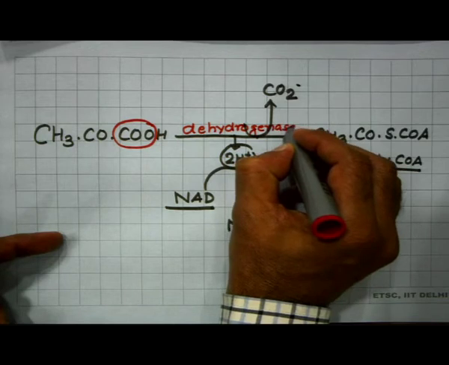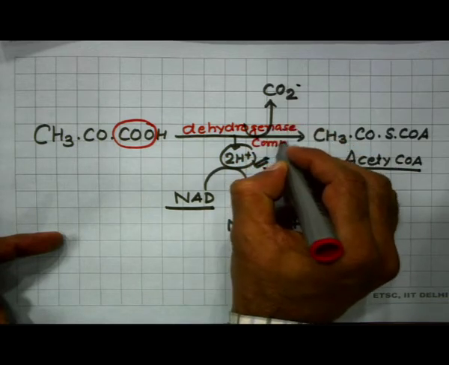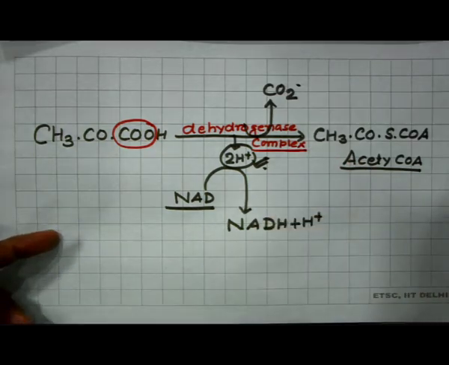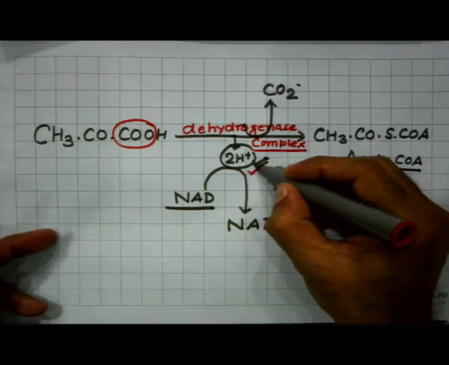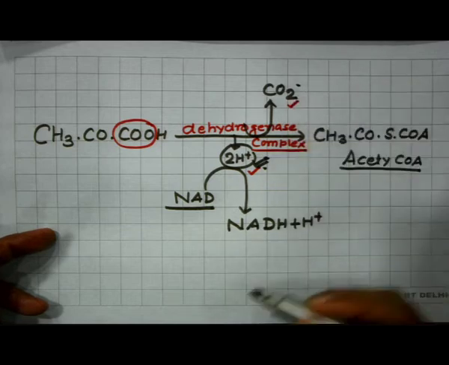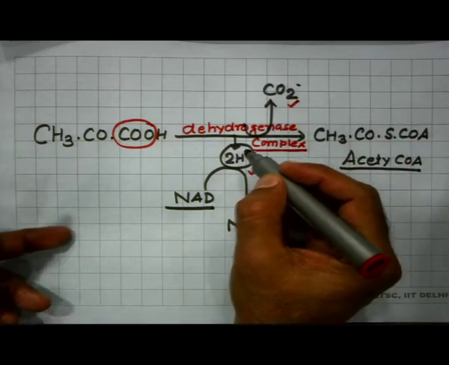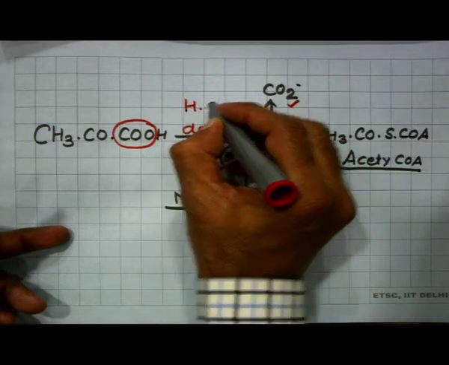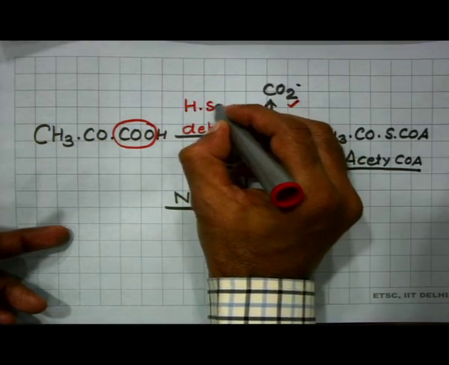Dehydrogenase complex. This complex term is used for both cases, the release of hydrogen as well as carbon dioxide. This carbon dioxide is released, and there is the use of coenzyme HSCoA.